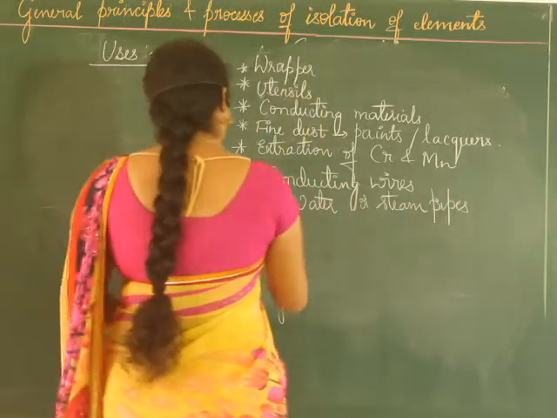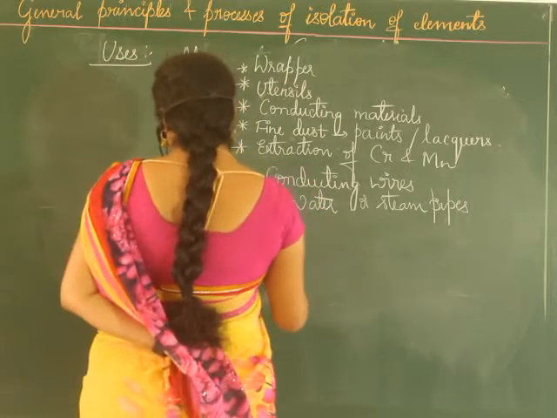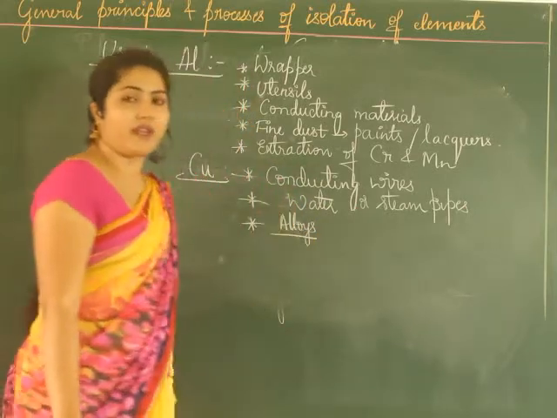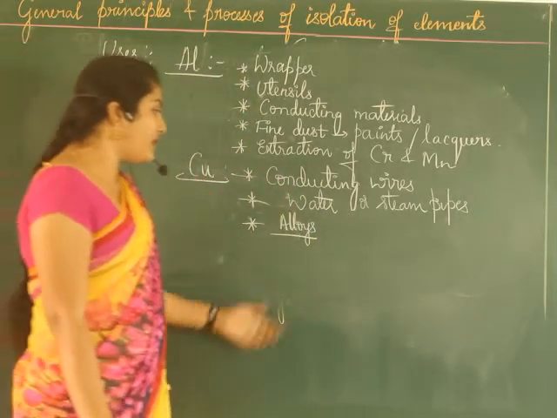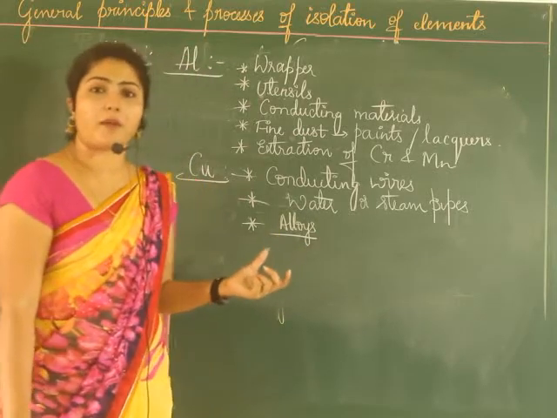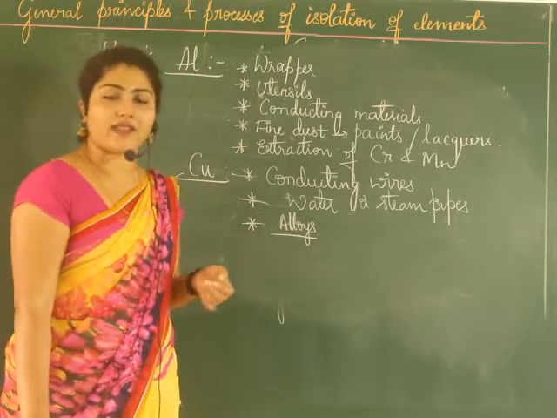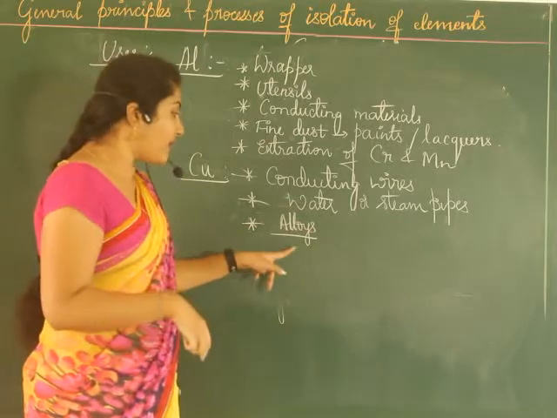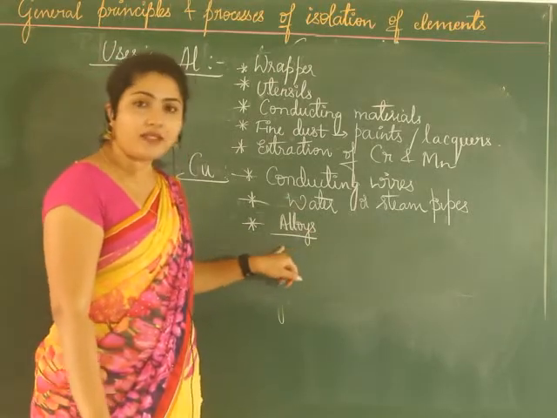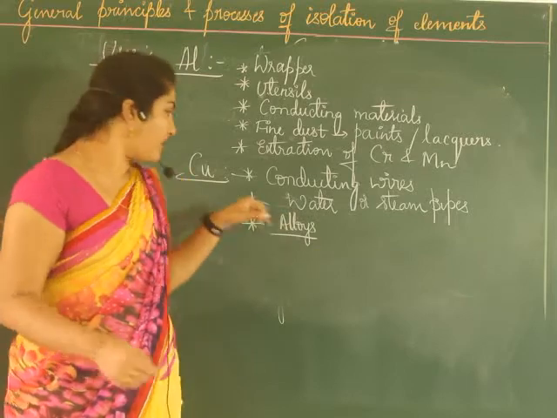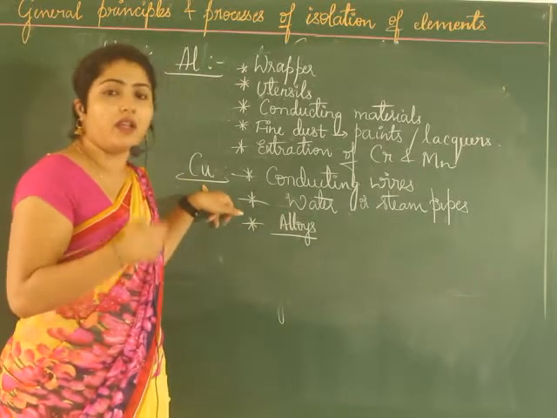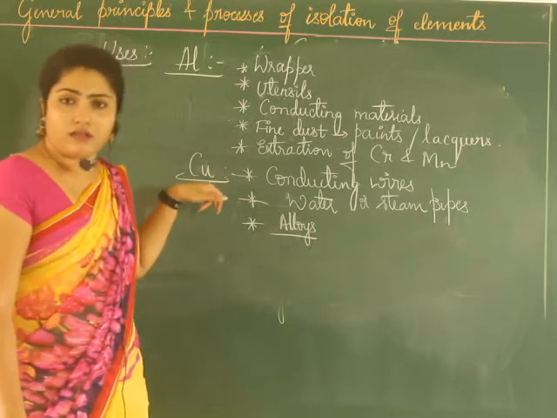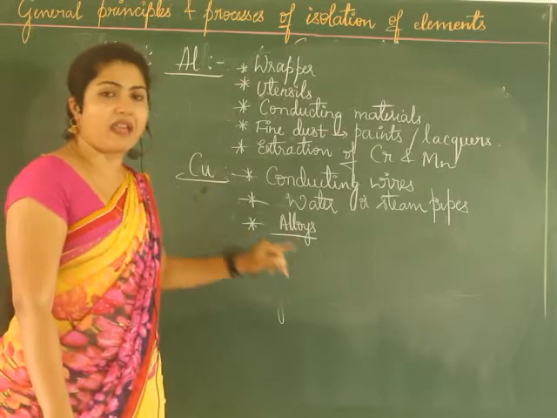And copper is also used in alloys. A very important point to note is that it is used for the preparation of alloys. You know what alloys are? Alloys are nothing but a mixture of two or more metals. So two or more metals together form alloys. Compared to the initial metal, the alloys will be much tougher. It will be tougher compared to the metal from which we are preparing the alloys.